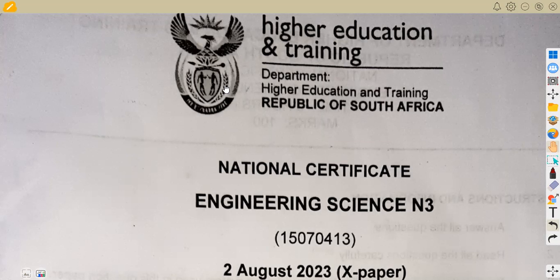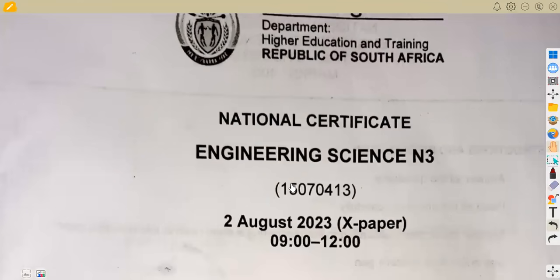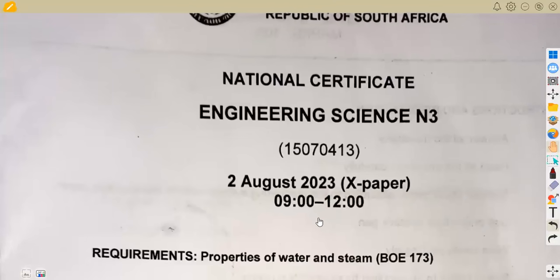Still working on our revisions for Engineering Science N3. We are going to be focusing on this paper, which was written in August 2023, which is an X paper. So we are not going to waste much time.